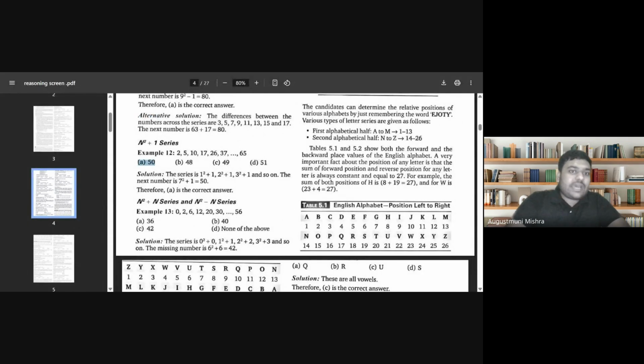That is n square plus n. Okay, or n square minus n.